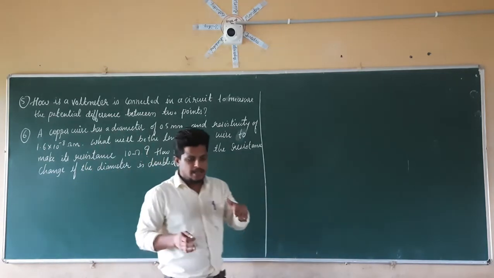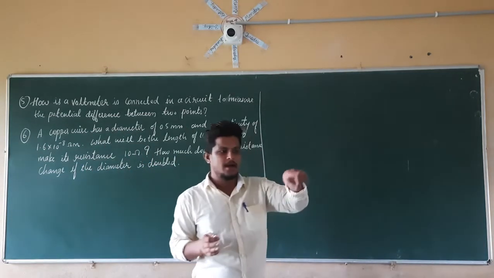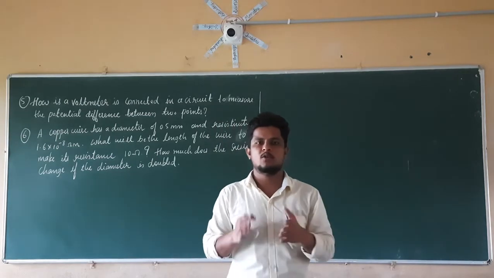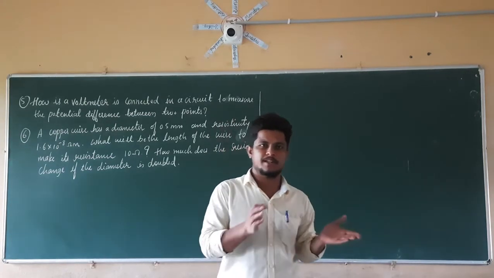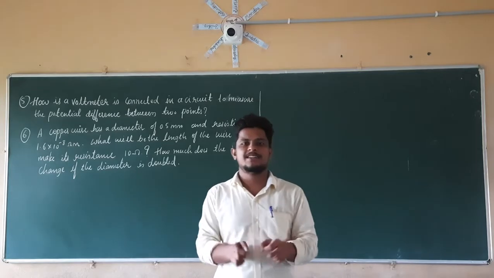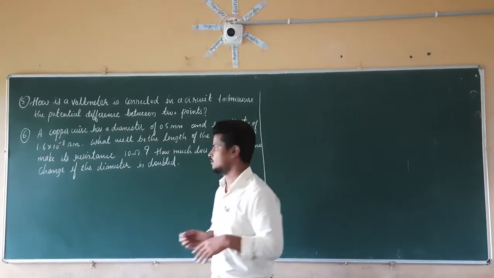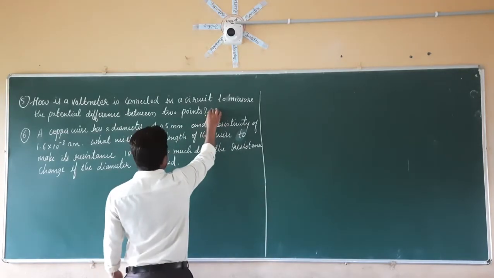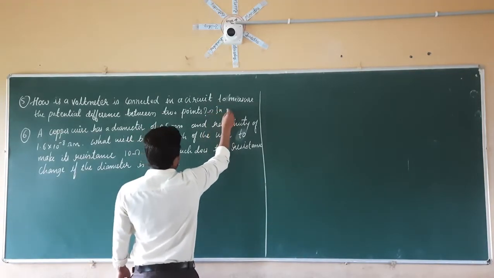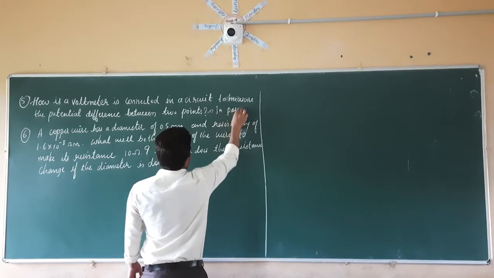When a current passes through a resistor, there will be a potential difference, that is nothing but a voltage drop that occurs. For that reason, we are always connecting the voltmeter in parallel connection. So the answer for this question is: in parallel connection.